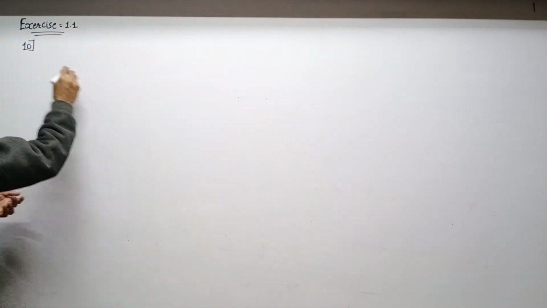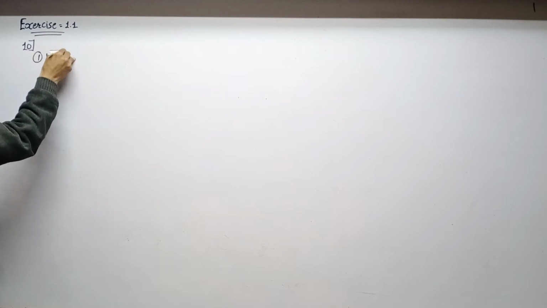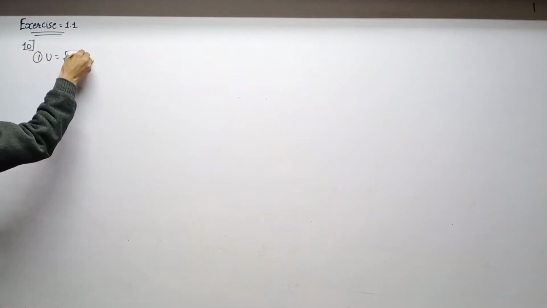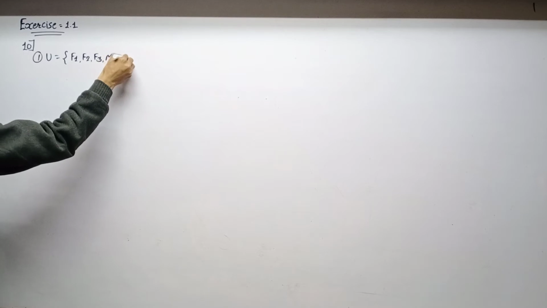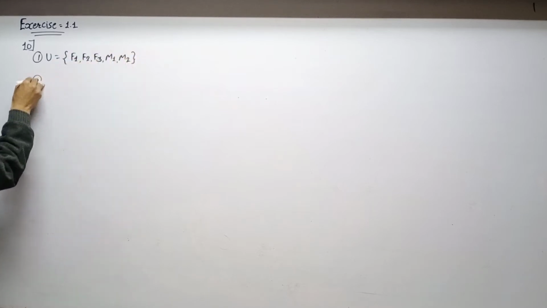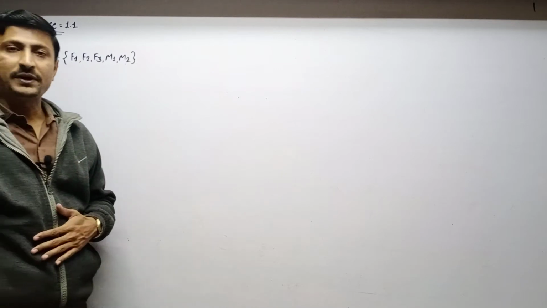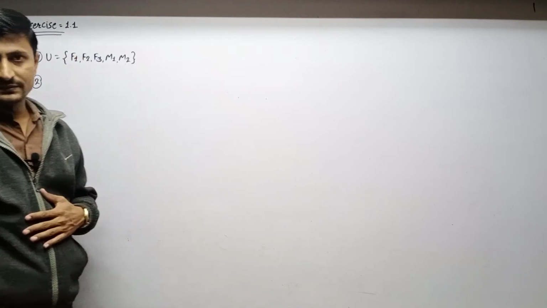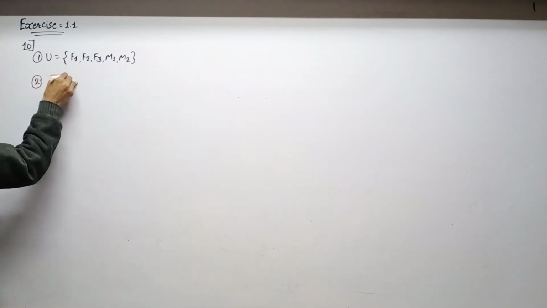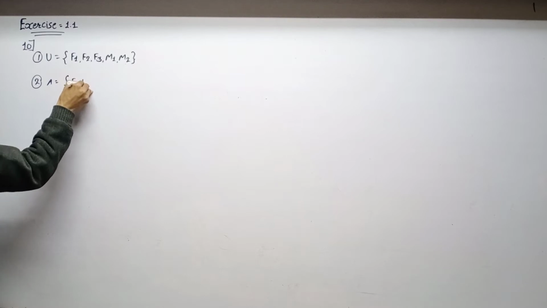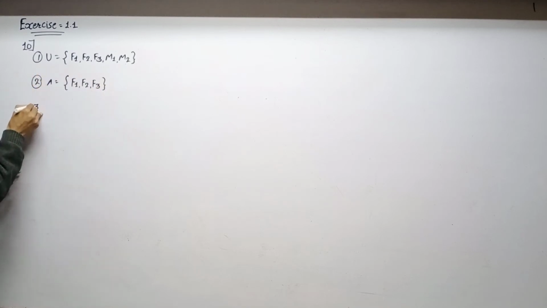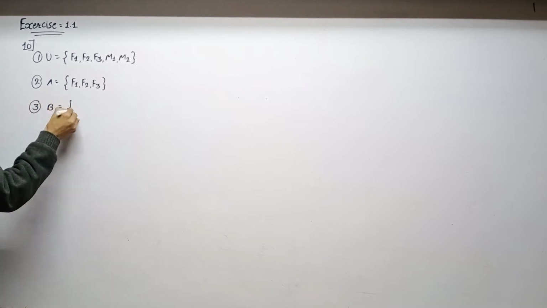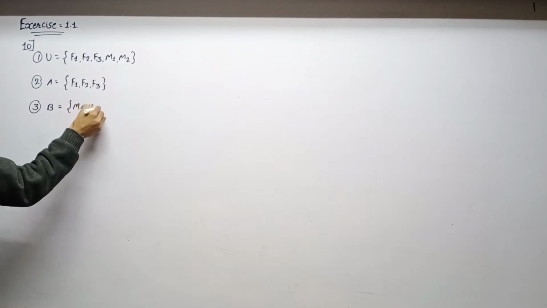Okay. So now, question number 1. Sample space U is equal to {F1, F2, F3, M1, M2}. Clear? Now, in second question, find event A, means female employees. Event A is equal to {F1, F2, F3}. Third question. Find the event B. Event B means male employees: {M1, M2}.